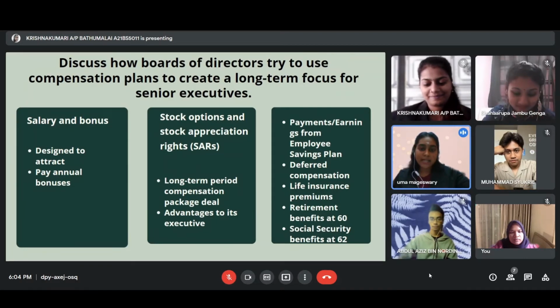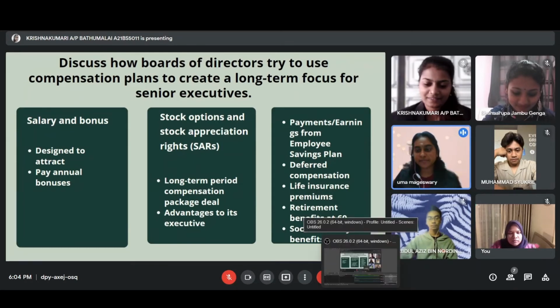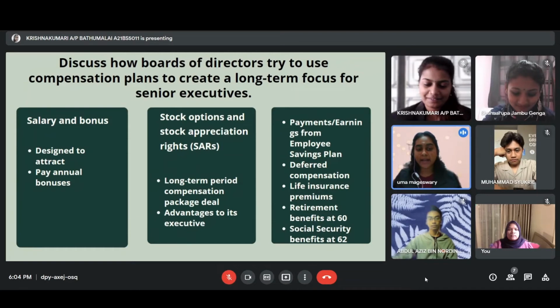The key compensation goals of General Electric are to hire, motivate, reward, and retain executives who create long-term investor value. General Electric uses a variety of compensation elements to achieve the goals. The first compensation element of General Electric is salary and bonus.